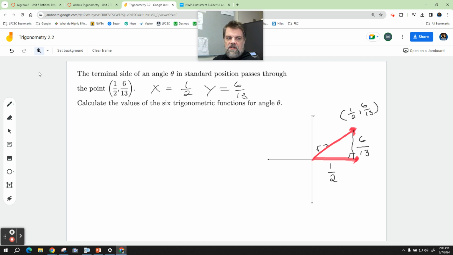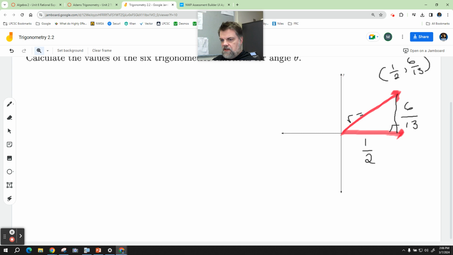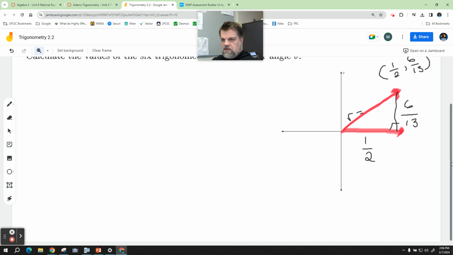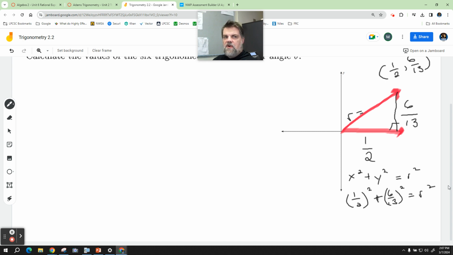So I'm going to zoom in a little bit over here and scroll down, and I'm going to do that real quick. Remember the Pythagorean relationship is that x squared plus y squared equals r squared. This is not fun at all. We're going to say 1/2 squared plus 6/13 squared equals r squared. That's okay, we're smart, we could do it.